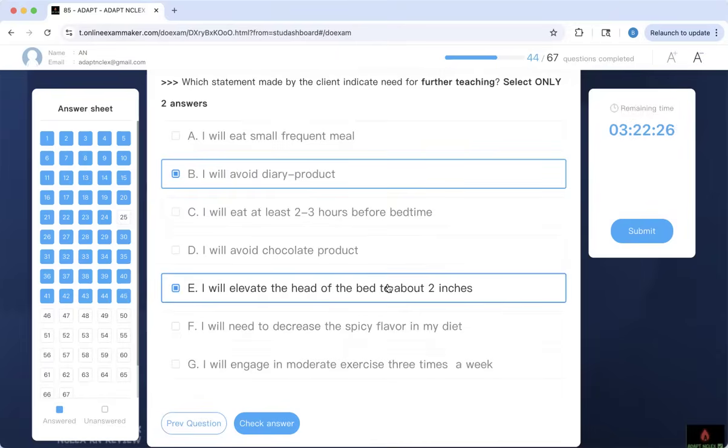I will need to decrease the spicy flavor in my diet. Avoid what we call, I told you, CAT, right? Alcohol, tobacco, and spicy food, and smoking. And then I will engage in moderate exercise 3 times a day. Yes, we want to lose weight. So those are conditions you have to teach the patient, and those that we need further teaching. You don't need dairy product. And then what is the problem? Head of the bed, 6 inches.